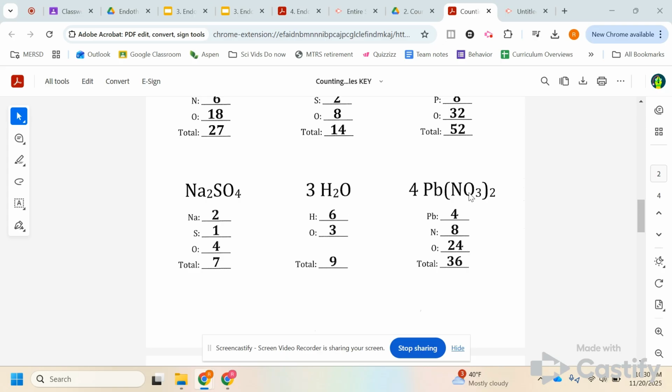1, 2, 3 elements, 4 molecules, and then we can start to multiply out. 4 leads, 2 times 4 is 8 nitrogens, 3 times 2 is 6, times 4 is 24 atoms. So we've got a total of 36 atoms, 4 molecules, and 1, 2, 3 elements.